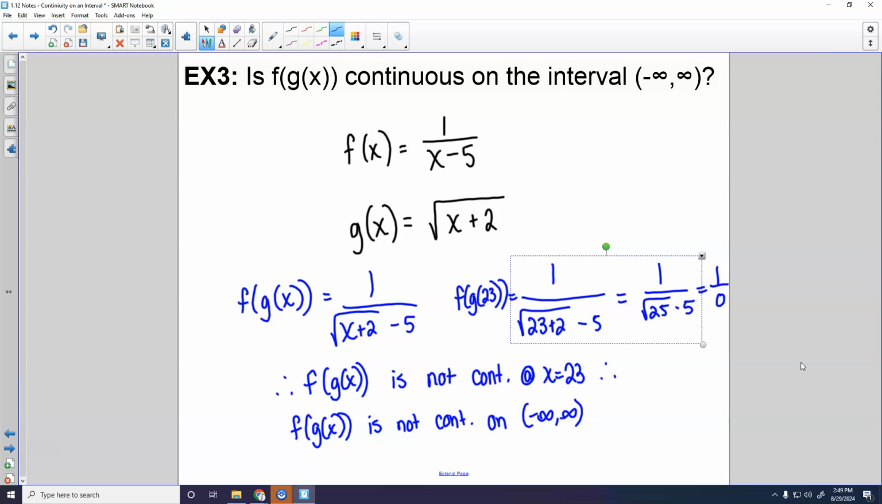All you need for this particular problem is one single point that would make it false, and then you can say it's false for that. Okay, does that make sense? Questions?